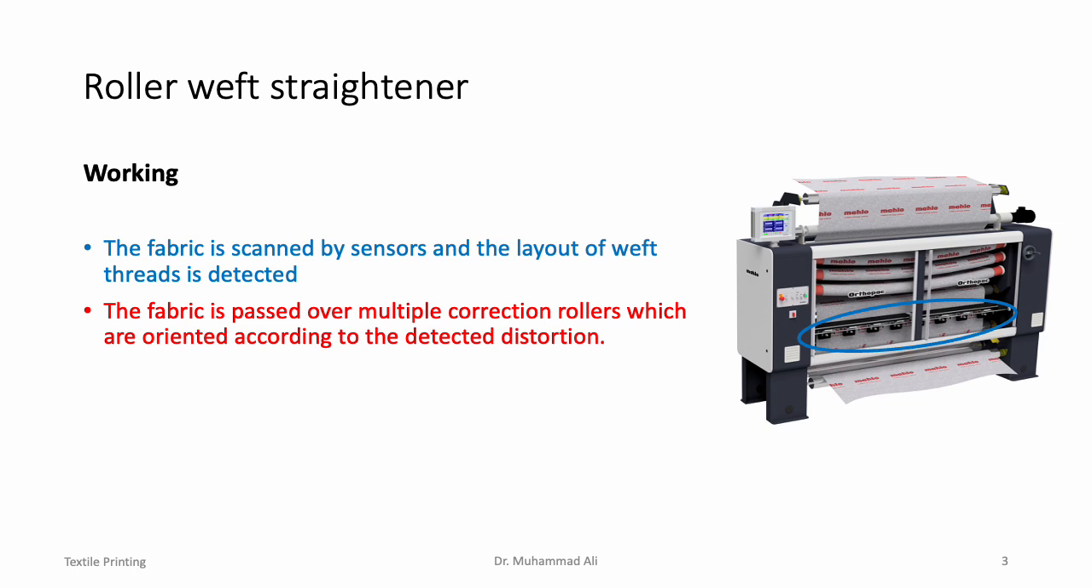The second aspect in the working of a weft straightener is that once the distortions are detected, the fabric is passed over multiple rollers, which are called correction rollers, because these are the rollers which remove the weft distortions. The orientation of these rollers can be changed according to the detected distortion. So in this image here, this set of rollers is actually the correction arrangement.